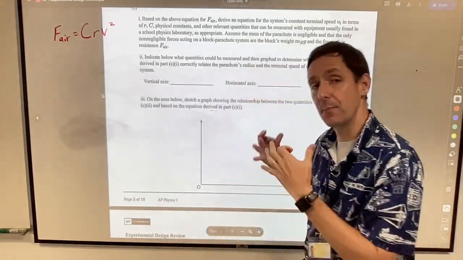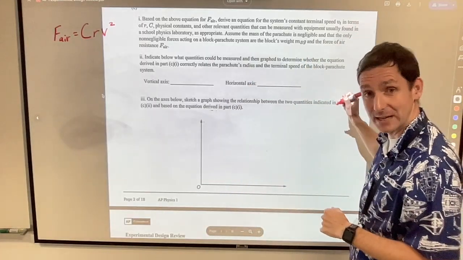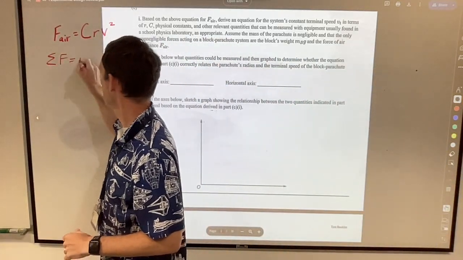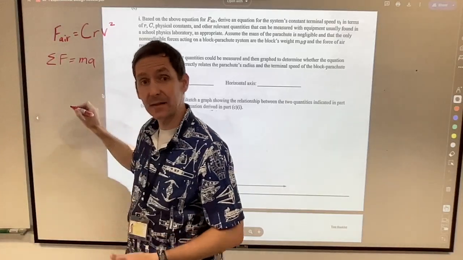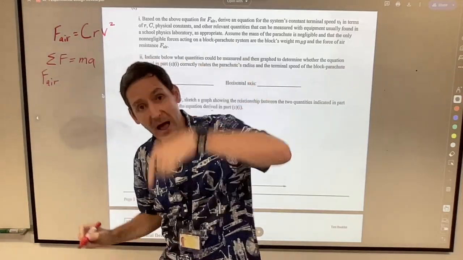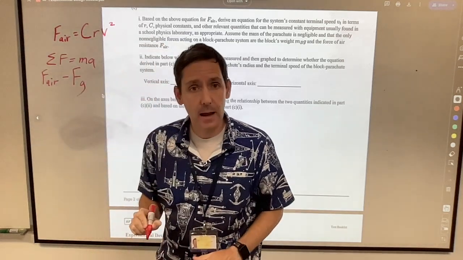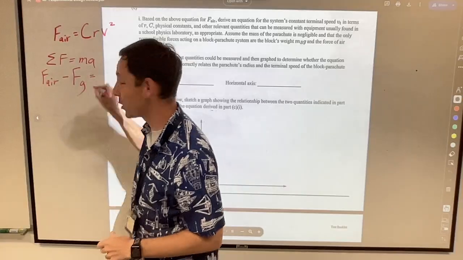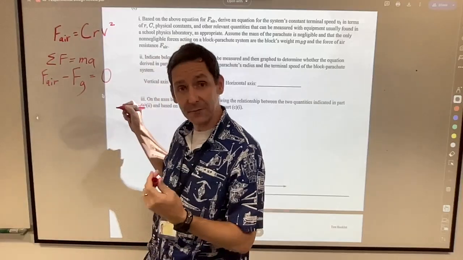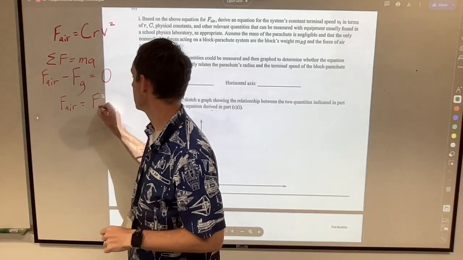So you will remember that in my free body diagram, I had the force of air going up and the force of gravity going down. What that meant is that the sum of the forces equals ma. So I had the air going up, so F air, and then gravity going down, so that would be minus Fg, and that would be equal to ma. But remember, it had constant speed, so it didn't have any acceleration, so this is 0. What I get from that is that the force of the air must be equal to the force of gravity.